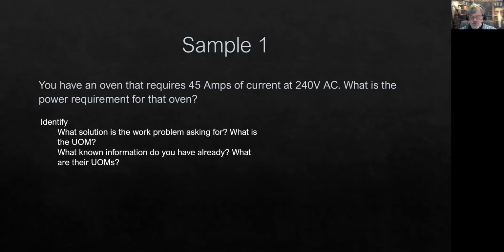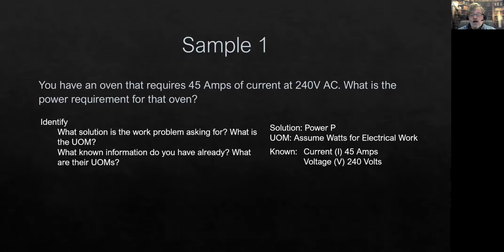All right, so what solution is the problem asking for? What's its unit of measure? Number one, we know that we're looking for power, P, and if you're looking for power in an electrical question, it's going to ask for it in watts. And the second part of that is what do we know already? We have the current I, 45 amps. And we also have a voltage V of 240 volts. So now this is my basic information. I've got P power, I've got current, which is I, that's the symbol for current in all our electrical stuff, and V for voltage. Sometimes they use E for voltage, but we're going to stick to V.